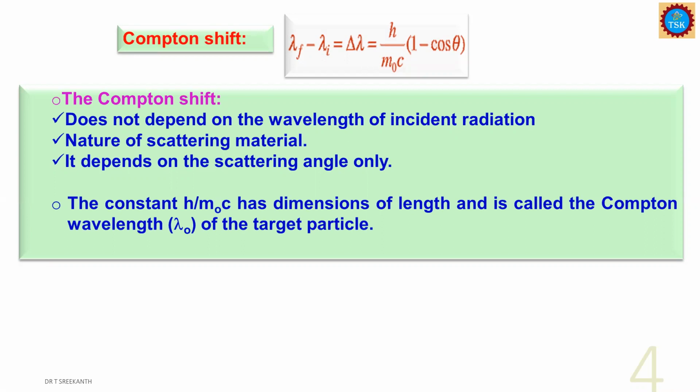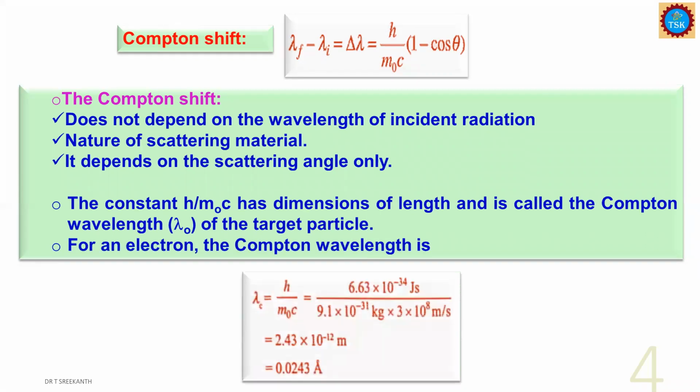In the equation, h by m naught c is a constant, where h is the Planck constant, m naught is the mass of the electron, and c is the velocity of light. We are assuming that the h by m naught c value is equal to lambda naught, where lambda naught is called the Compton wavelength. For the electron, substituting the h, m and c values, the lambda naught value is 0.0243 Angstrom units.